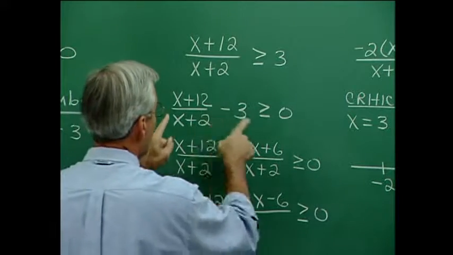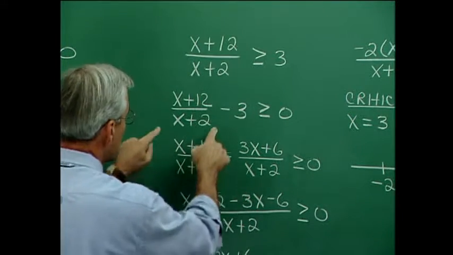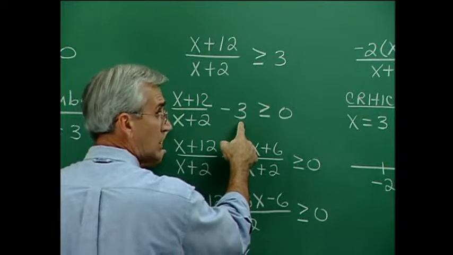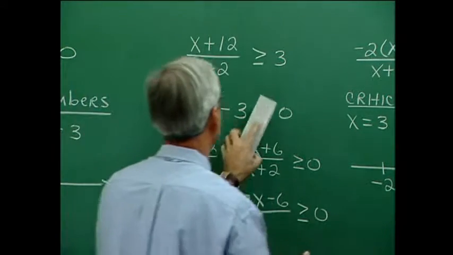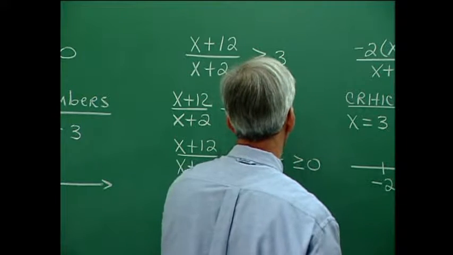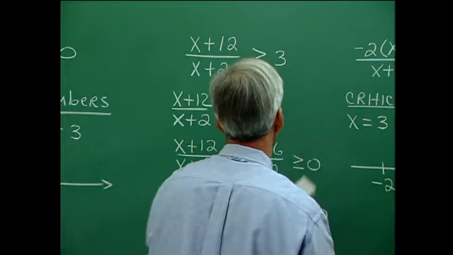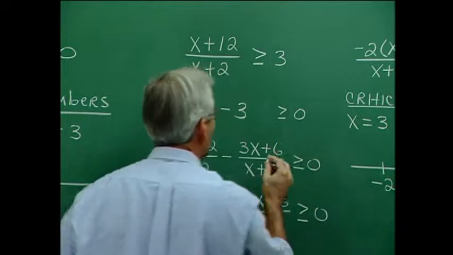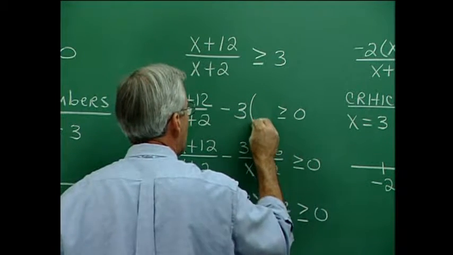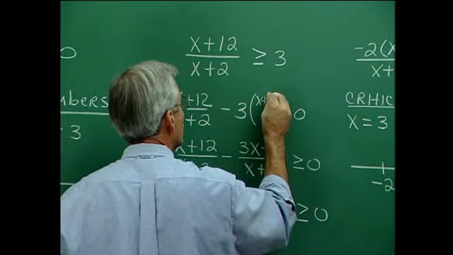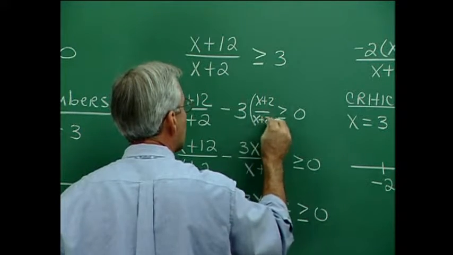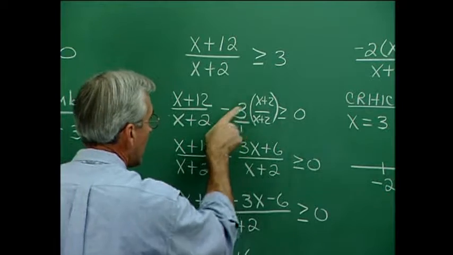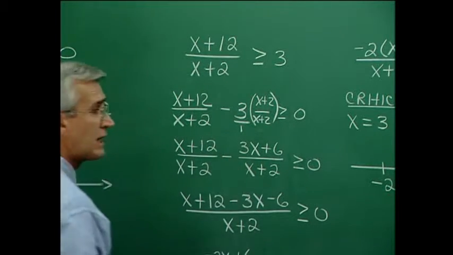Now we need a common denominator to bring these two together. The common denominator is x plus 2. So we need to multiply this by x plus 2 over x plus 2. I'm going to kick this greater than or equal to 0 out a little bit to just illustrate what I'm doing. Greater than or equal to 0. I'm taking this 3 and multiplying it times x plus 2 over x plus 2. I'm thinking of 3 as 3 over 1. The 3 is multiplied in the numerator, the 1 is multiplied in the denominator.